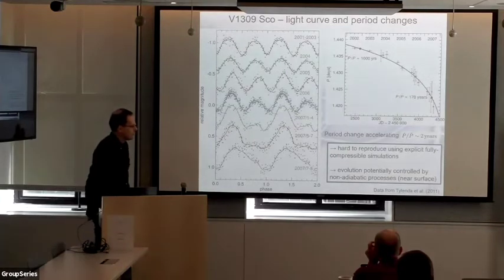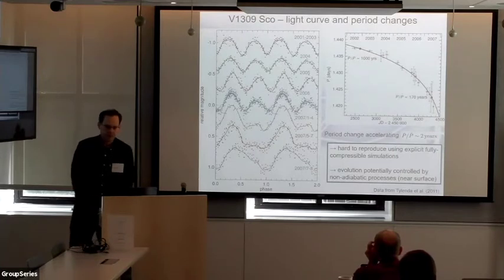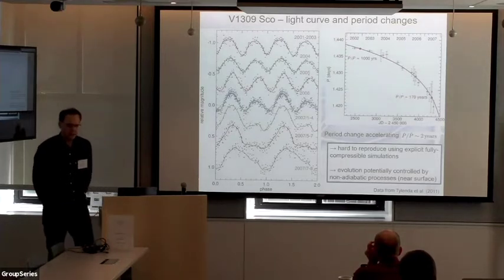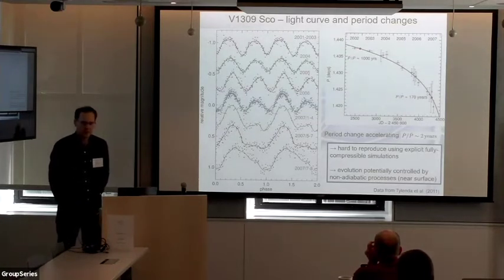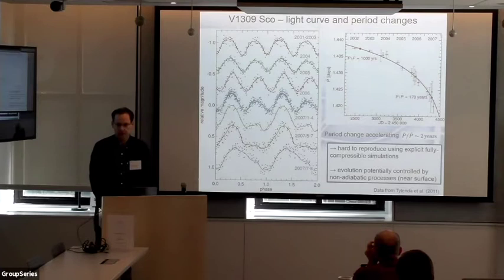I think that it also implies that this evolution was controlled by processes close to the surface of the binary, because the size changed only by a few percent. And that these processes might not be adiabatic, because the cooling and diffusion timescales close to the surface can be much shorter than for the host star.